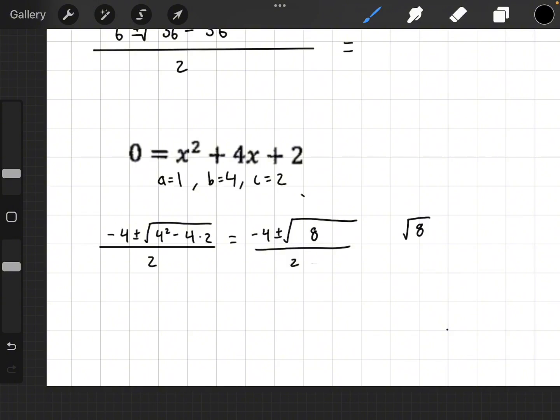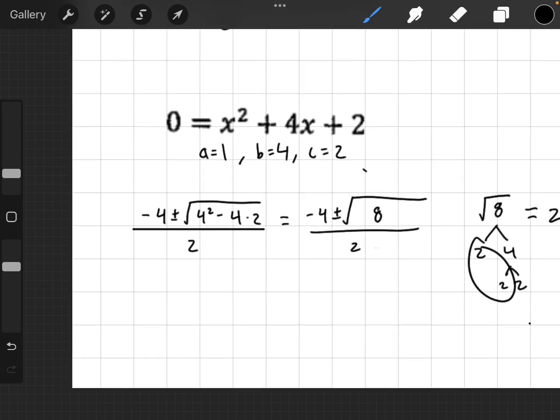Now 8 is not a perfect square, but we can factor this out. We have these two groups of 2, so radical 8 equals 2 radical 2. If you need a refresher course on that, there's videos.